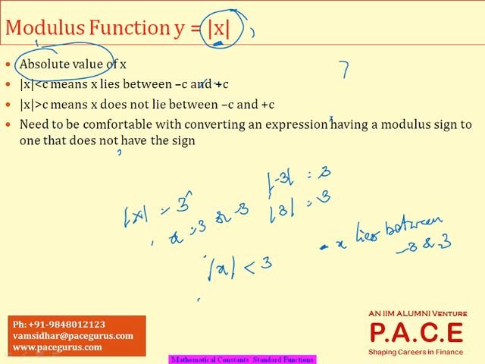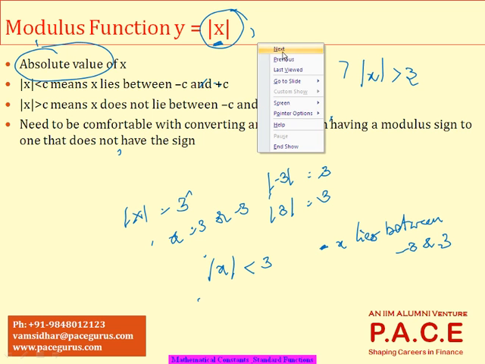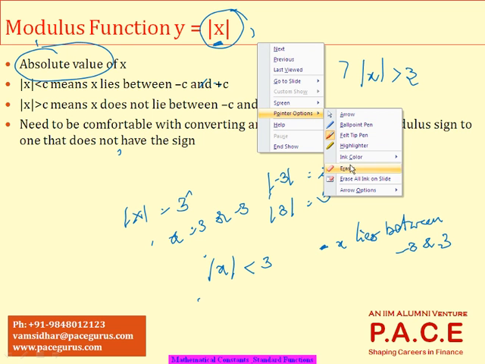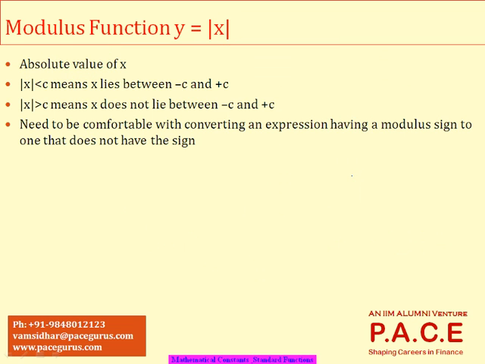And if someone says mod x is greater than 3, I say that x does not lie between minus 3 and 3. It is below minus 3 or it could be above plus 3. So we have to be comfortable solving expressions given with a modulus sign, converting them into a non-modulus form. For example, I have a question saying mod 3x plus 5 is less than 4. So what does this mean for me?